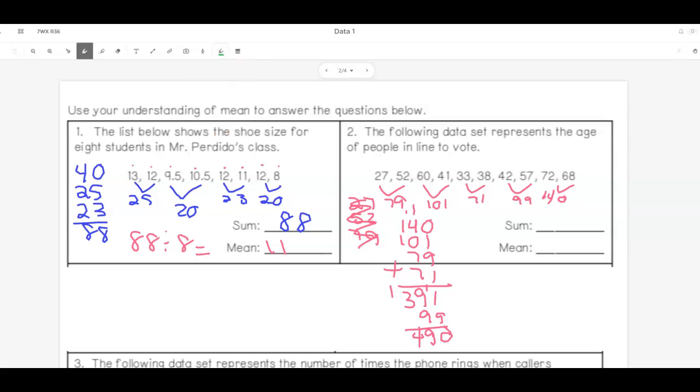How many numbers are in our set? So I have 1, 2, 3, 4, 5, 6, 7, 8, 9, 10. So 490, that's my sum, divided by 10, is 49. So remember, when we divide by 10, we're just moving a decimal over.